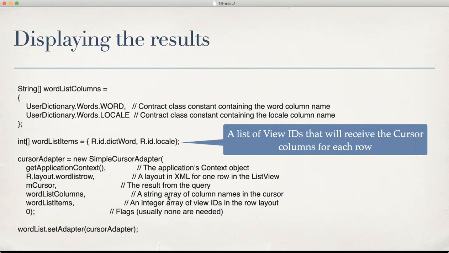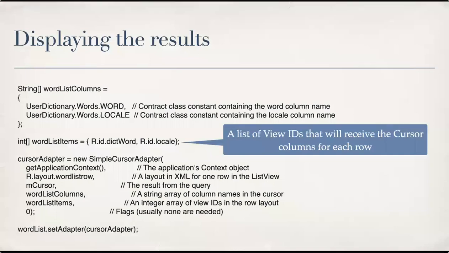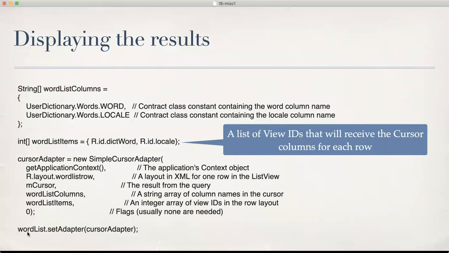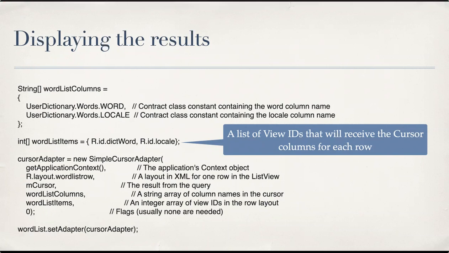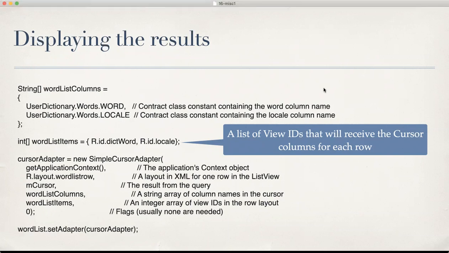You tell it which columns to retrieve, and you give it an array of integer IDs to put on the layout. And then any additional flags, usually none of them are needed, but you can specify to filter or modify the display of the data further. And then you simply set the adapter using the cursor adapter. So this line is exactly like what we saw in the recycler view back then. So this is the example for simply getting and displaying the data. You can do similar things for insert, update, and delete as well, the other members of the CRUD gang.